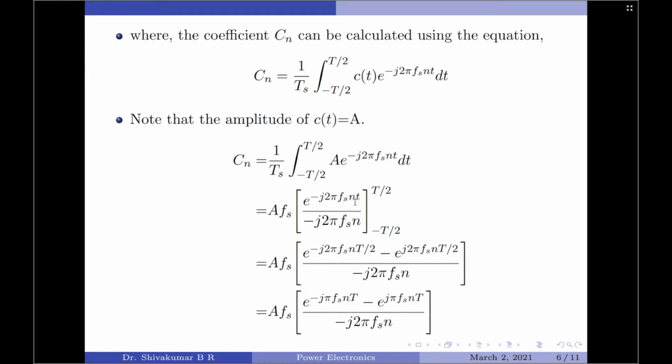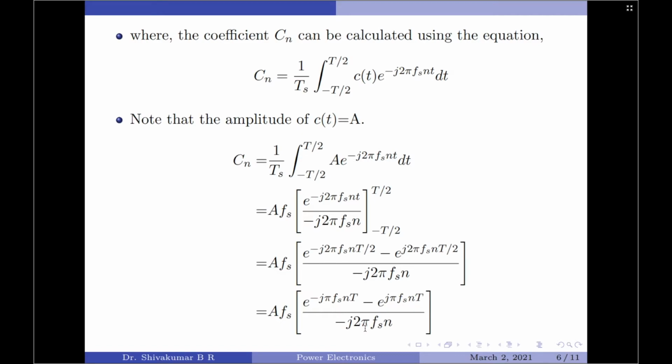The limits are minus T by 2 to plus T by 2. Now, let us apply the limits to t. So, when t equals T by 2, we will get this term, and when t equals minus T by 2, we will get this term. Now, we see that there is 2 in the e to the power numerator as well as denominator. Let us cancel them out. So, we will obtain e to the power of minus j pi fs n T minus e to the power of plus j pi fs n T.